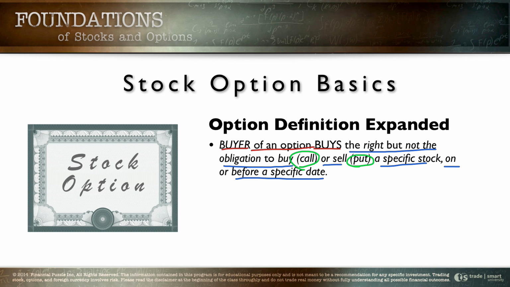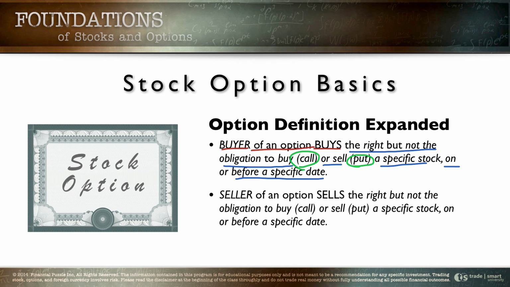Well, if the buyer of the option is purchasing the option, what's the seller doing? The seller is obviously selling the option. Now, who's the seller selling the option to? To the buyer. So let's expand this definition and look at the seller side of it. The seller of the option is going to be selling the right but not the obligation. I'm going to underline this here.